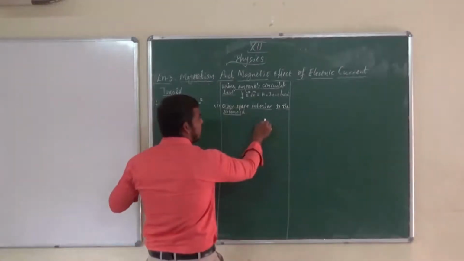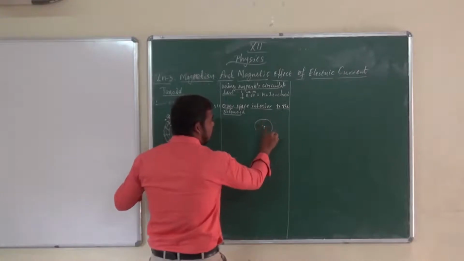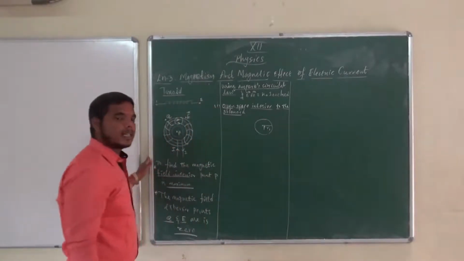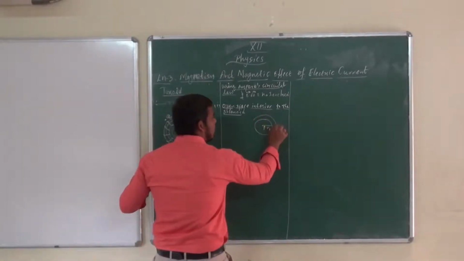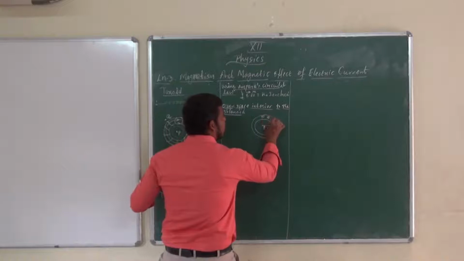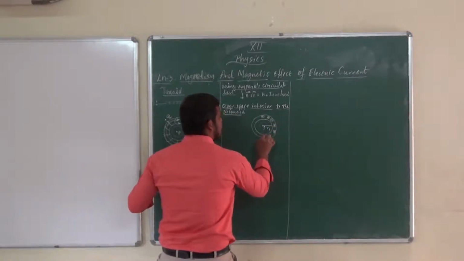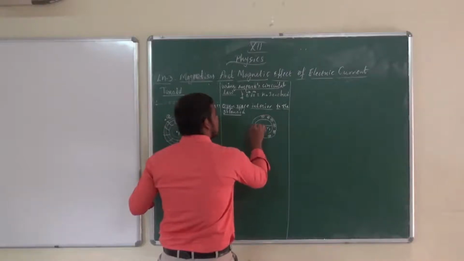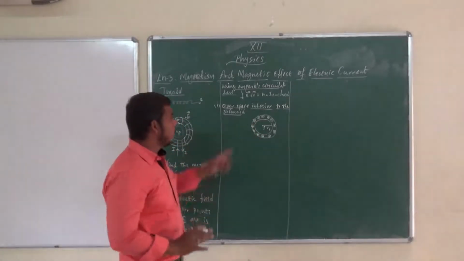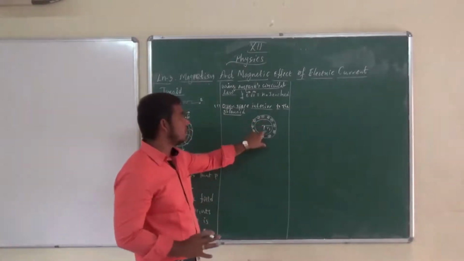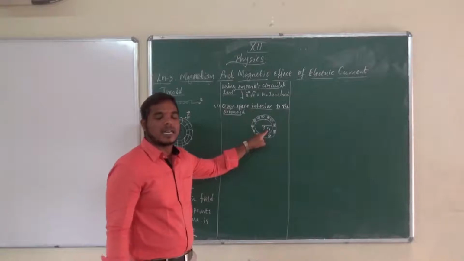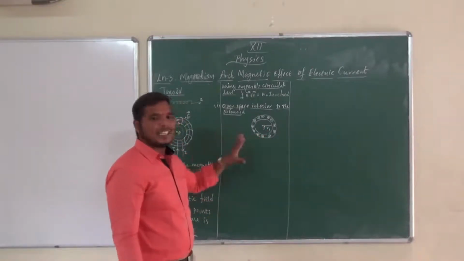Okay, what is that? Open space. So I want to construct a circle, that means an Ampere loop. The Ampere loop is a circle, the circle of radius R1. We have constructed one Ampere loop around the point P. What is the shape of the Ampere loop? It is nothing but a circle of radius R1. So we want to find the length of the circle.